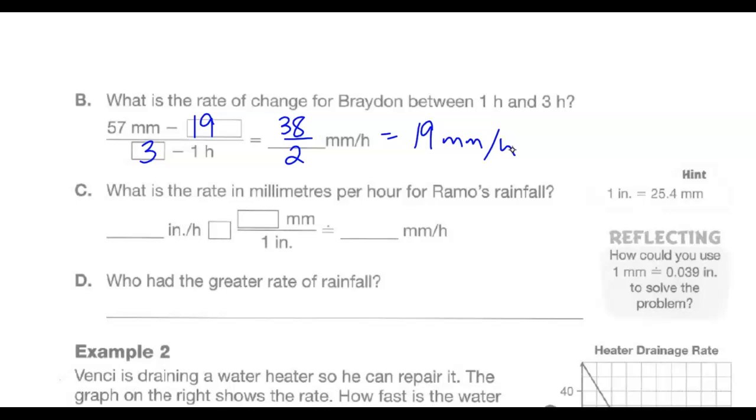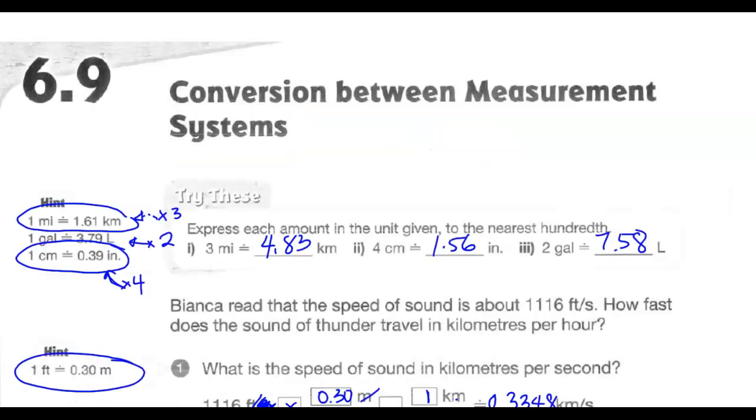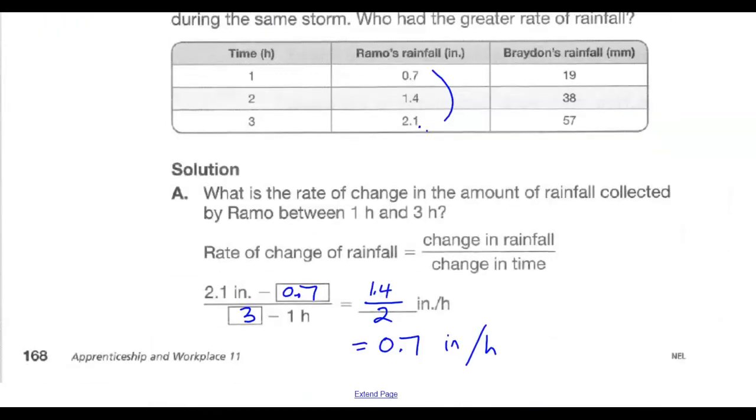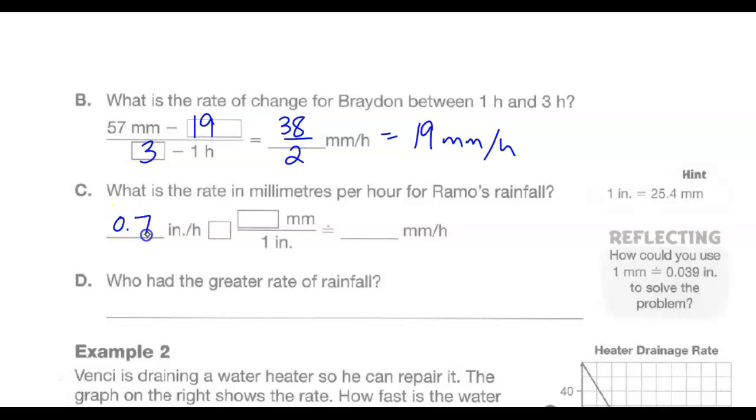What is the rate in millimeters per hour for Ramos? So now we have to convert to the same unit. So the workbook is deciding to take Ramos's and go from inches to millimeters per hour. We could do the opposite and take Braden's and go to inches. But Ramos's was 0.7 inches per hour. So then we want to multiply by how many millimeters are in an inch. Okay, so again, you can look in the back, but it's given to you here, 25.4.